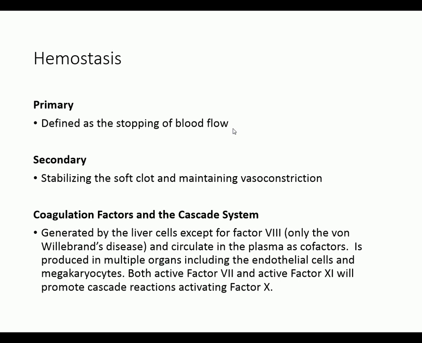Both activation of factor VII and activation of factor XI will prompt the cascade reaction activating your factor X. Factor X, factor III, and factor V, calcium and platelet thromboplastic factor, or PF3, activate your prothrombin activator. Okay? Prothrombin activator will convert the prothrombin to thrombin, and that's going to convert your fibrinogen to fibrin.